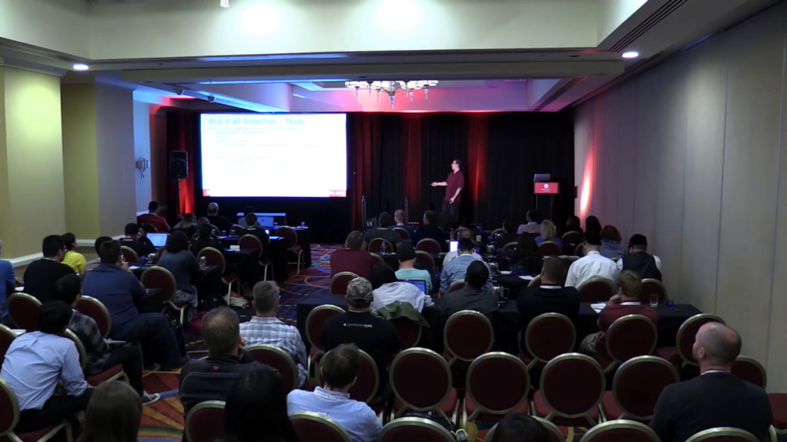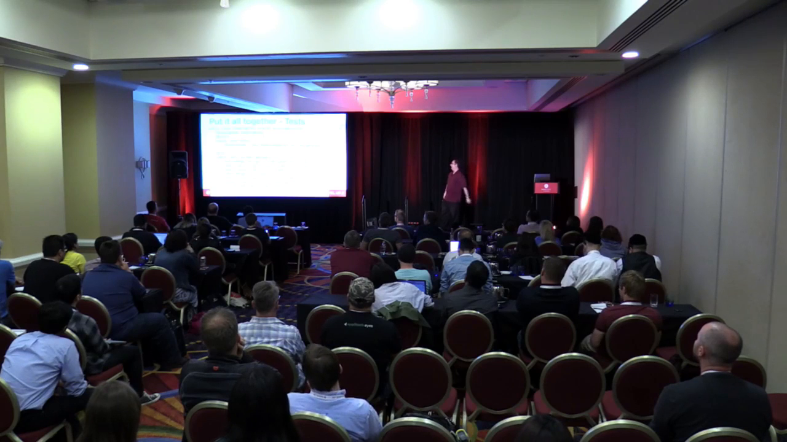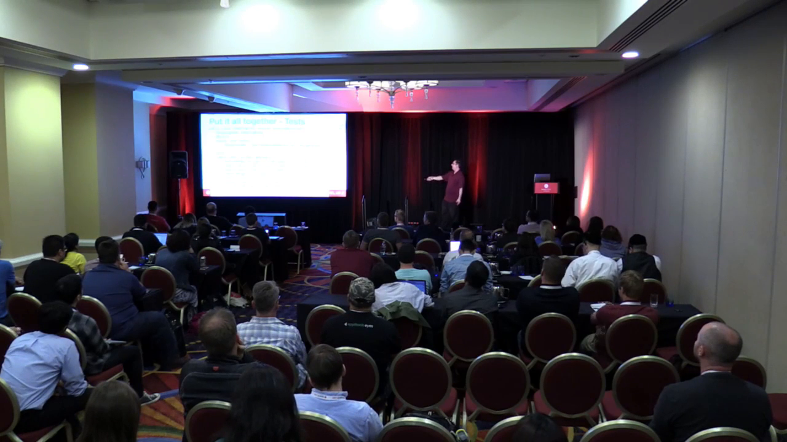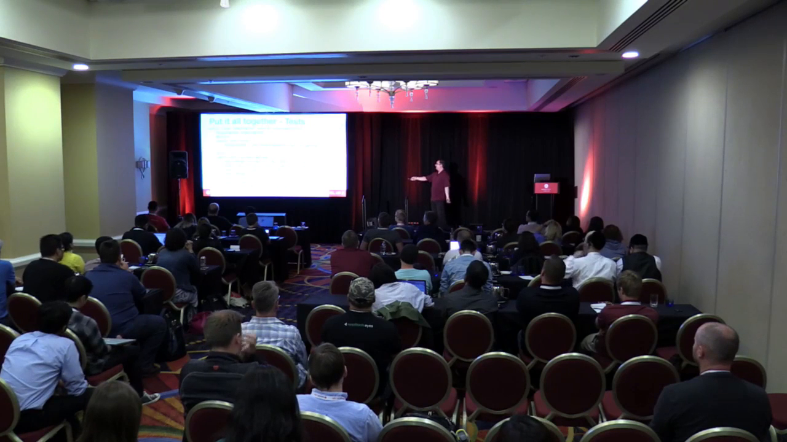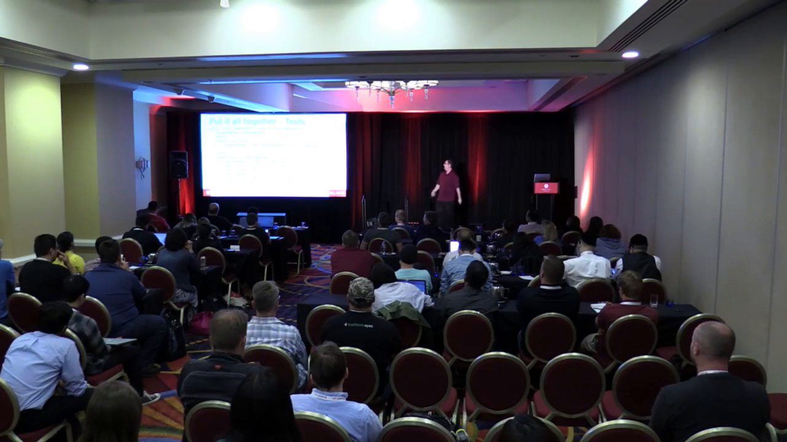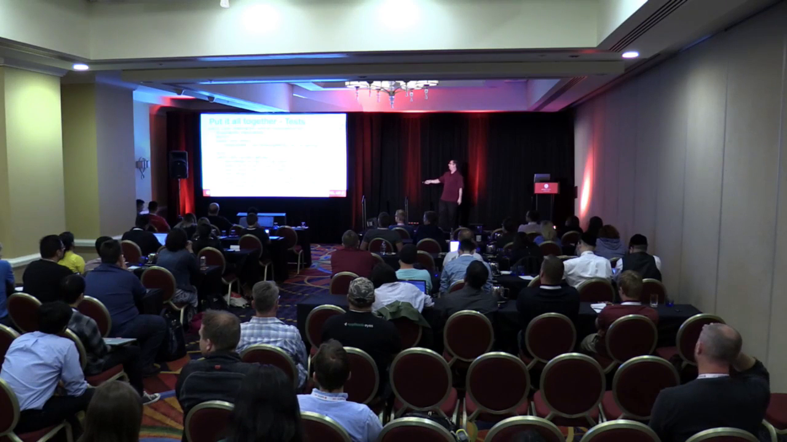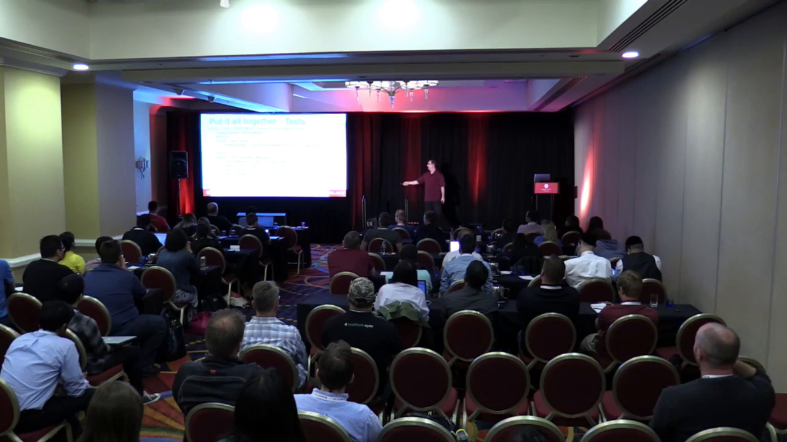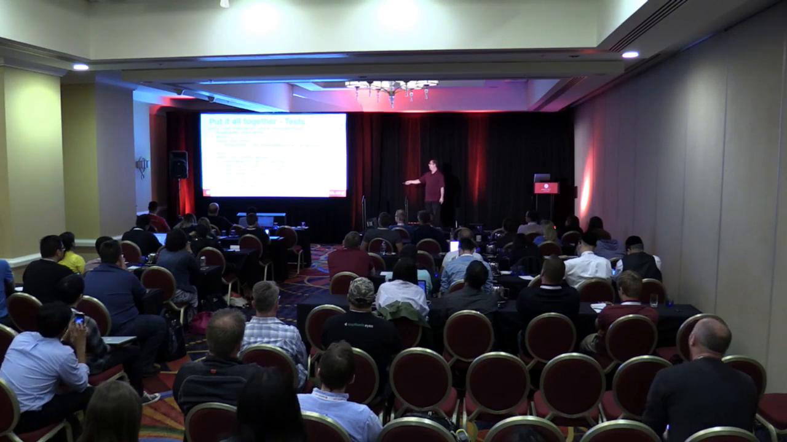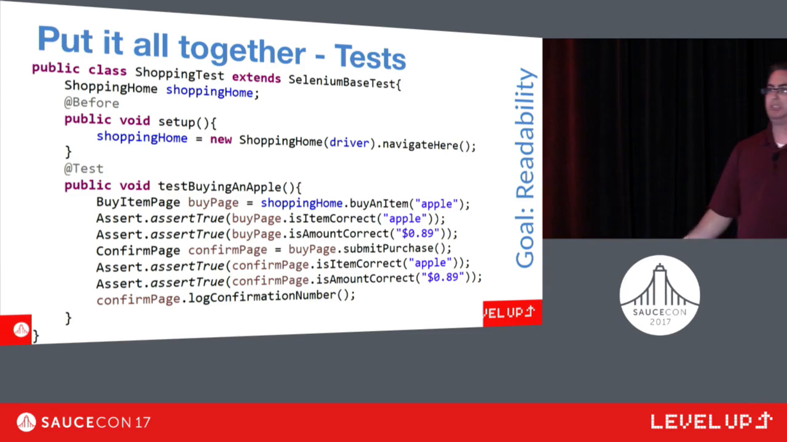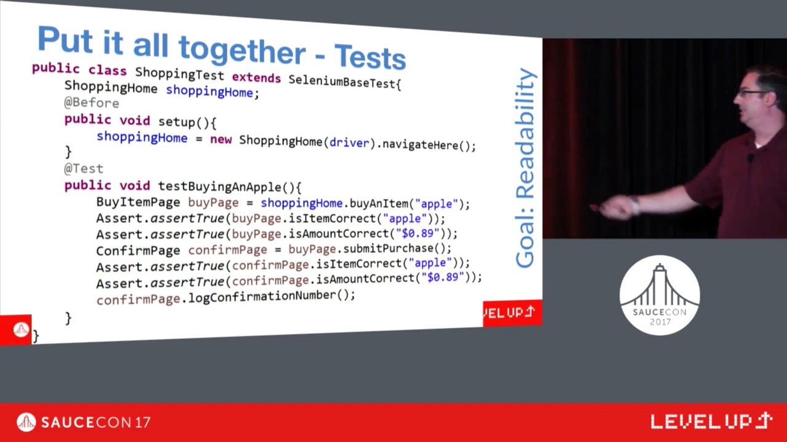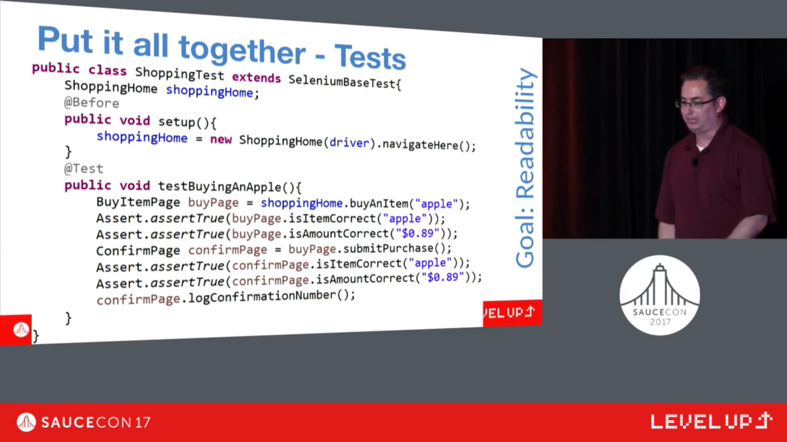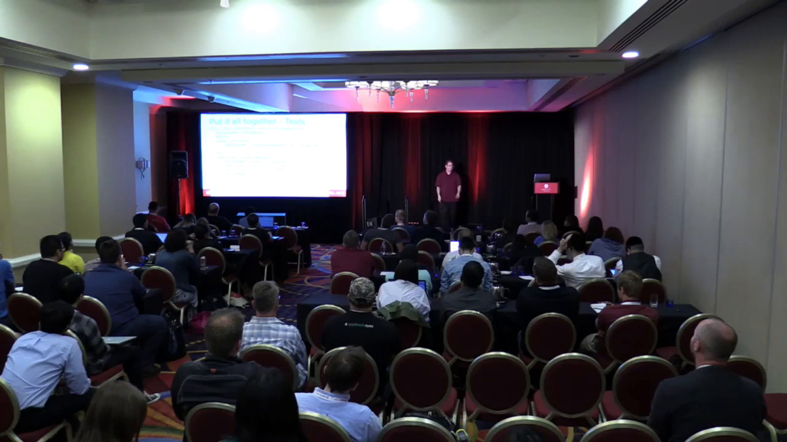And you can see this reads super nice and easy. Everyone can tell exactly what this is doing. We're creating a new buy page, getting there from shopping item, buying an item for an apple. We can assert that we're actually buying an apple, and that the apple costs 89 cents. We can get to the confirmation page by going through the buy page and hitting submit. Then on the confirmation page, we can verify that we have purchased an apple for 89 cents and that we can get the confirmation number to the logs.